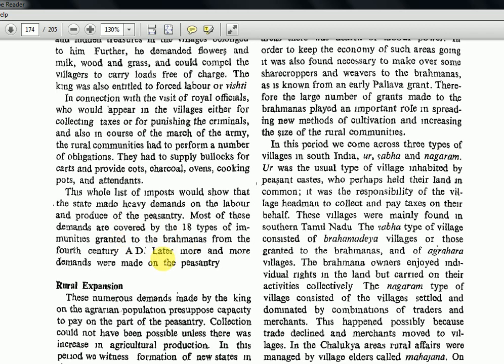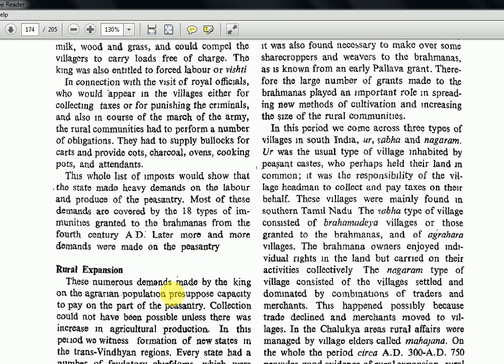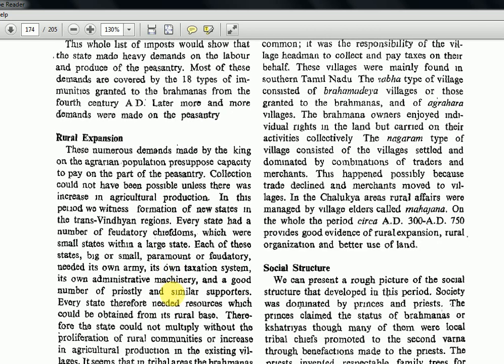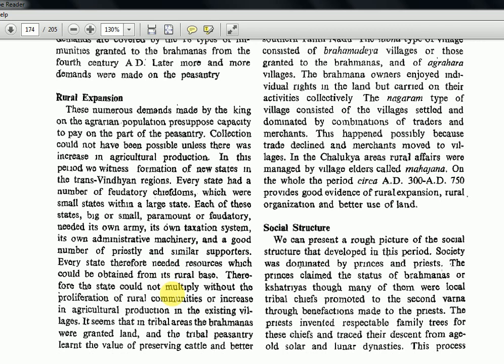Later, more and more demands were made on the peasantry. Rural expansion. These numerous demands made by the king of the agrarian population presuppose capacities to pay on the part of the peasantry. Collection could not have been possible unless there was increase in agriculture production. In this period, we witnessed formation of new states in the trans-Vindhyan regions. Every state had a number of feudatory chiefdoms, which were small states within a large state.